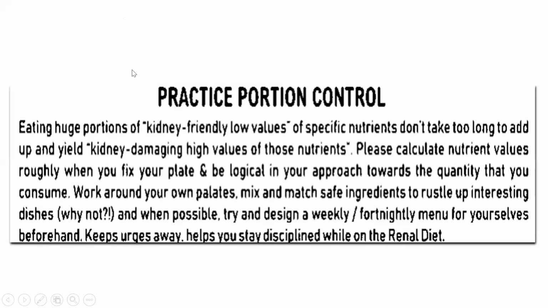Practicing portion control plays a very important role in the progression of metabolic syndrome. Eating huge portions of kidney-friendly foods with low values of specific nutrients doesn't take too long to add up and yield kidney damage, with high values of those nutrients. Please calculate nutrient values roughly when you fix your plate and be logical in your approach toward the quantity that you consume. Work around your own palates, mix and match safe ingredients to rustle up interesting dishes, and try to design a weekly or fortnightly menu for yourself beforehand. It keeps the urges away and helps you stay disciplined while on a renal diet.